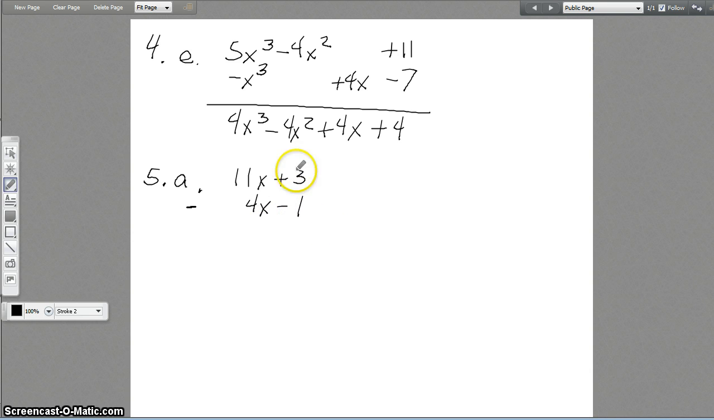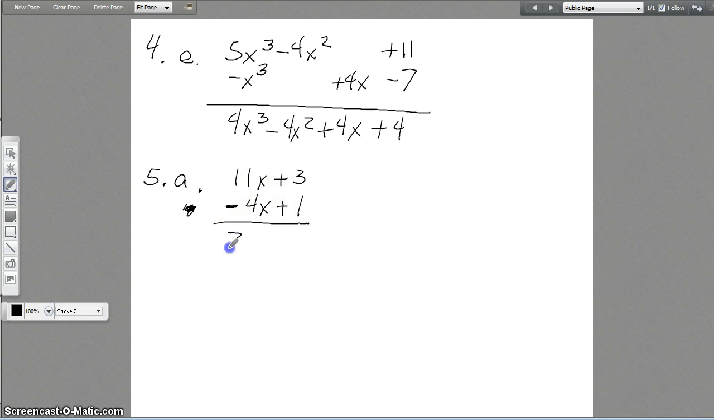Okay, the thing that you have to be careful of is that negative has to be distributed across every term in this second polynomial. So if you just leave that minus there, you're only going to be applying it to the first term. What I do is I cross that out and I flip the sign of every term in the second polynomial. So our 4x that's positive, we're going to make that negative. Our negative 1, which is negative, we're going to make that positive. You just flip all the signs. And then you can add.